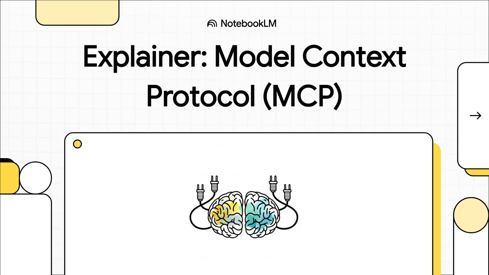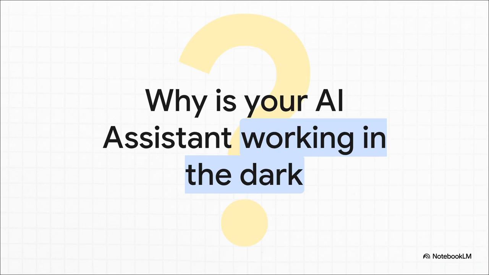Today, we're going to dive into something that could be a total game changer for how we use AI. It's called the Model Context Protocol, or MCP for short. And we're going to start with a question you've probably asked yourself more than once. Why does it feel like your super powerful, cutting-edge AI assistant is completely, well, blind? You know what I'm talking about, right?